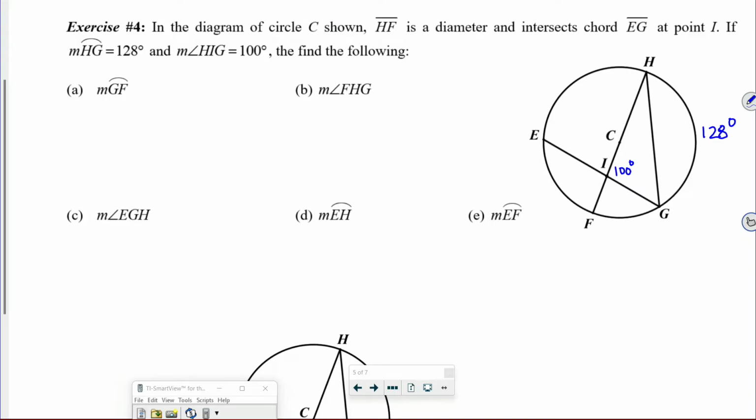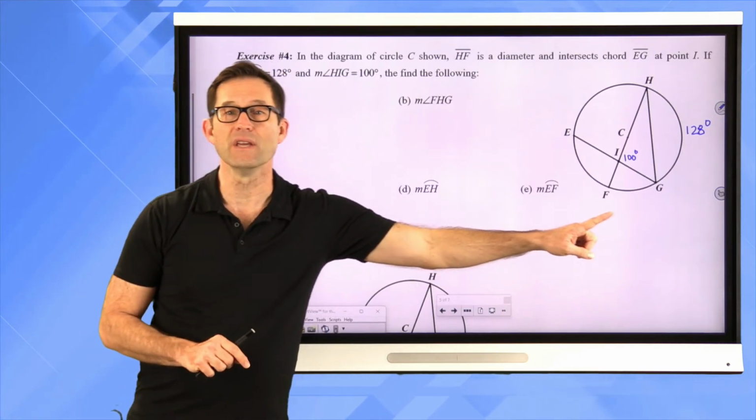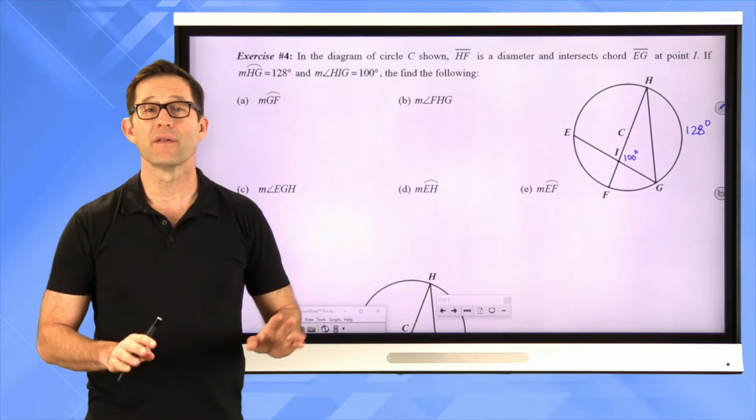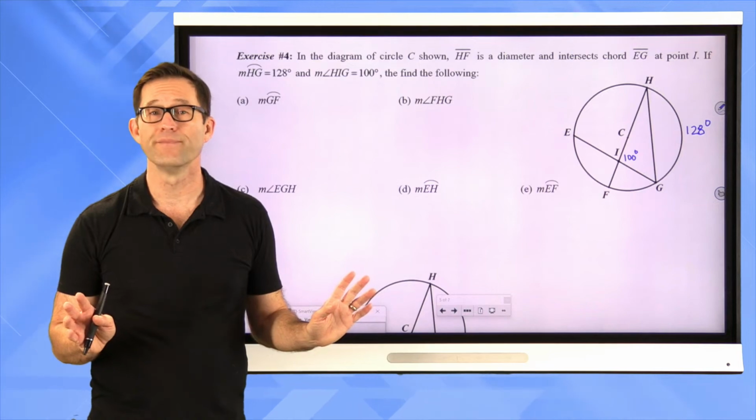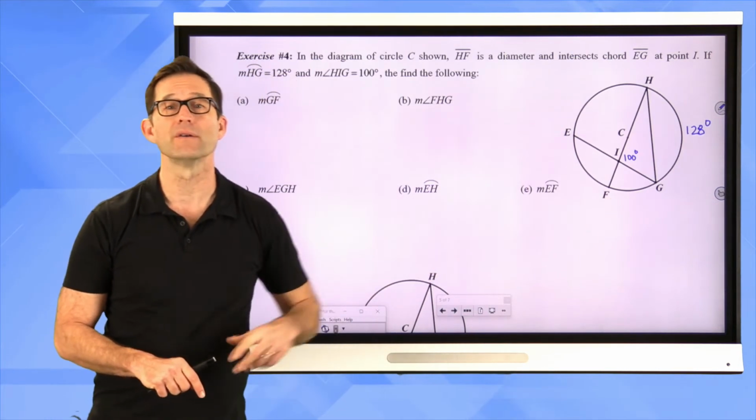Great. Okay. So the first thing I'm asked to find is the measure of arc GF. Now that has nothing to do with the inscribed angle theorem. All right. Pause the video now and see if you can figure out what the measure of arc GF is.